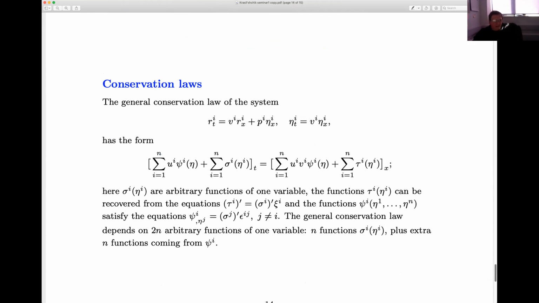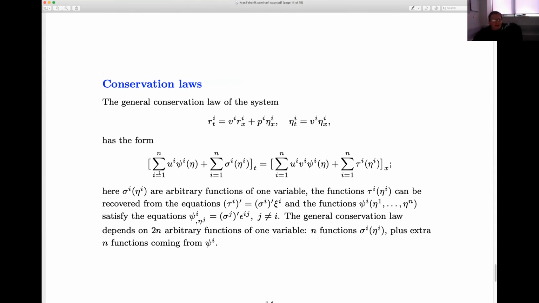Okay. Next slide will show general conservation law. Actually, it doesn't really matter. So, okay, I copied the system and I claim this system possesses infinitely many conservation laws of hydrodynamic type parameterized by 2n functions of one variable. So infinitely many. Again, this confirms integrability of my system, right?